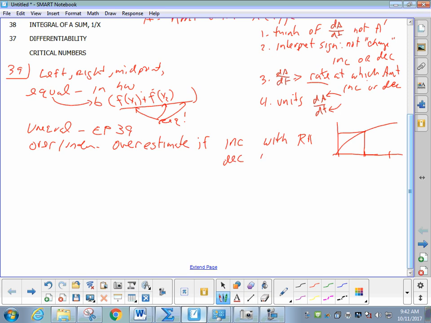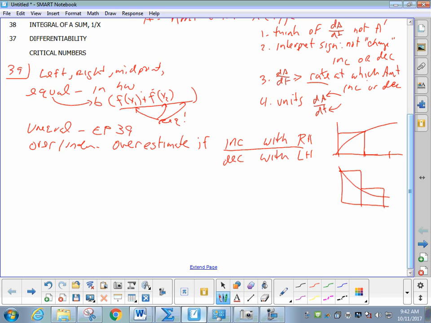Decreasing with left hand. I think you'll see that if it was a decreasing function, then the left side is greater than the right side, so left hand rectangle. When you justify it, it needs to be said this way. It's an overestimate because I use right-hand rectangles on an increasing function.